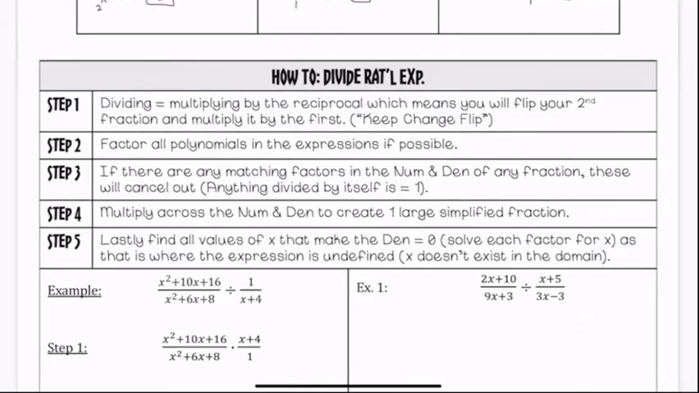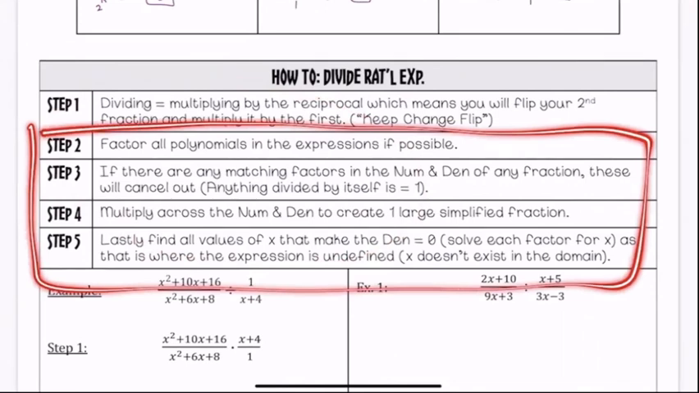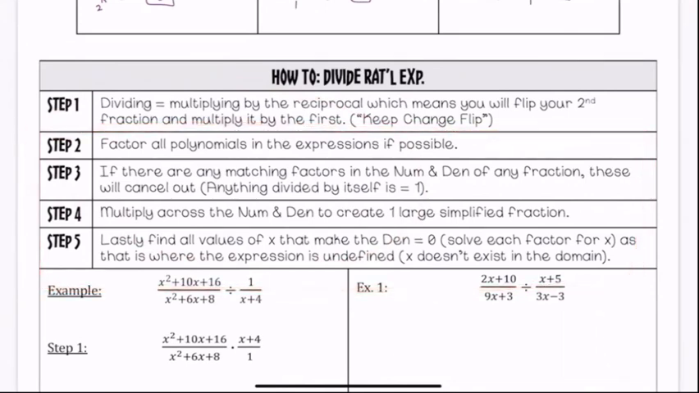Same thing as multiplying after you've changed the second one to the reciprocal, then it's exactly the same steps that we had before. So you'll notice that these steps here that are written on our paper look similar because I just copy and pasted from the last page. So step 1, dividing equals multiplying by the reciprocal, which means you will flip your second fraction and multiply it by the first. When you were younger, I believe they called this keep, change, flip because you keep the first one the same, change to multiply, and you do the reciprocal of the second.